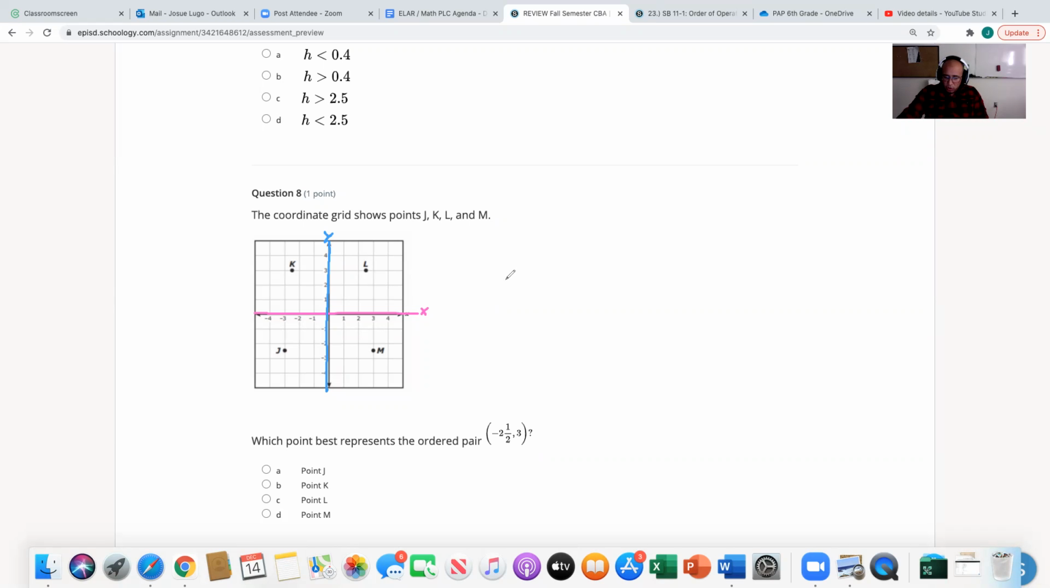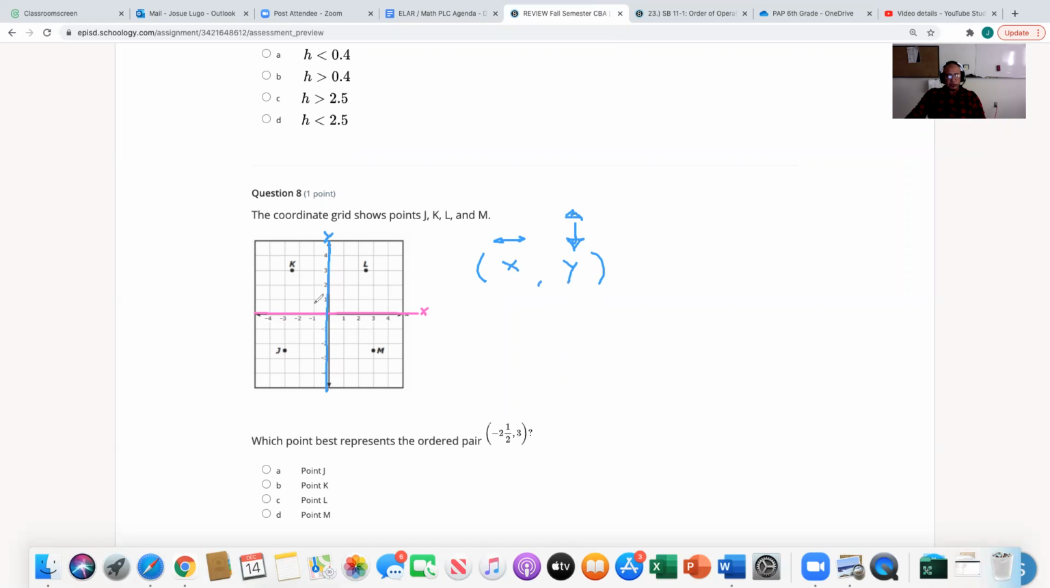Remember that whenever there's a point, that point will always have two coordinates. One of them is going to be an x coordinate telling you how much to the left or to the right that number is going to go. And then there's a y coordinate, which tells you how much up and down that number is going to go, right?